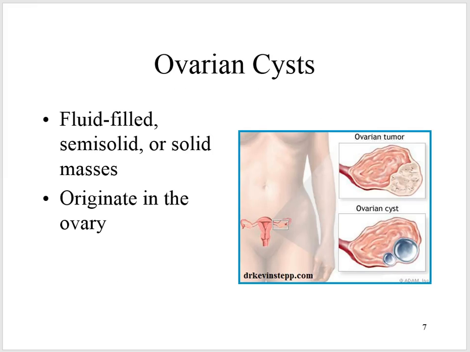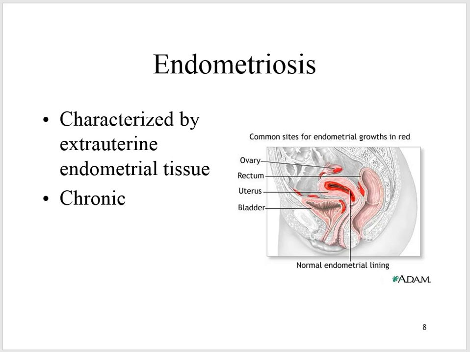Ovarian cysts are fluid-filled, semi-solid or solid masses. They originate in the ovary, and they are derived from ovarian follicles and the corpus luteum. Endometriosis is characterized by extrauterine endometrial tissue. It's chronic. It's thought to be due to retrograde flow during menses. Blood can regurgitate out of the fallopian tubes and into the abdominal cavity.